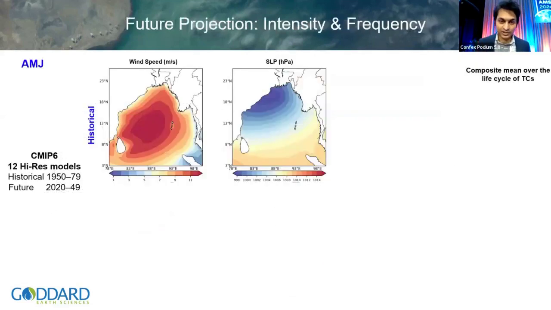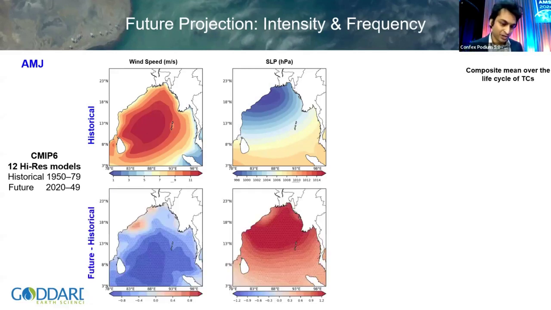Now, based on that information, let's look at the future climate. This is from CMIP6 12 high-resolution models, which have historical data from 1950 to 1979 and future data for 2020 to 2049. The results are shown for April, May, June. Here we see wind speed and sea level pressure, which is the composite mean over the life cycles of the tropical cyclones, where increased wind speed and low sea level pressure are associated with the tropical cyclones.